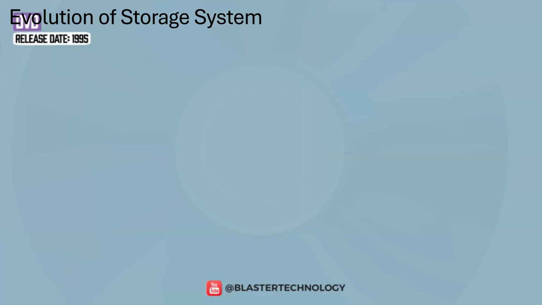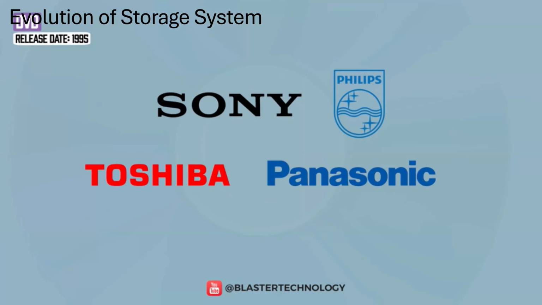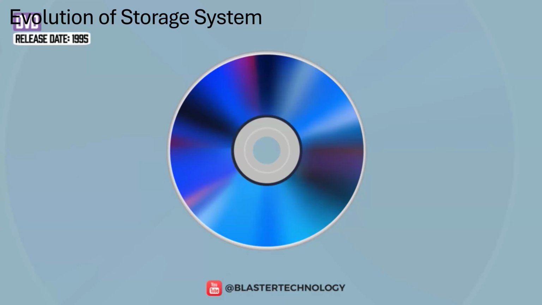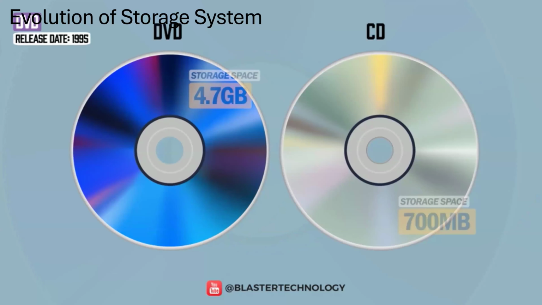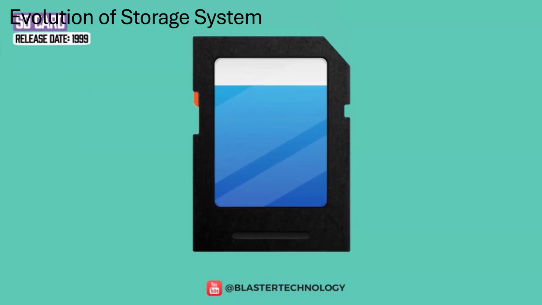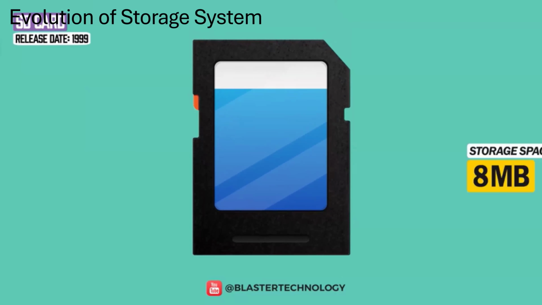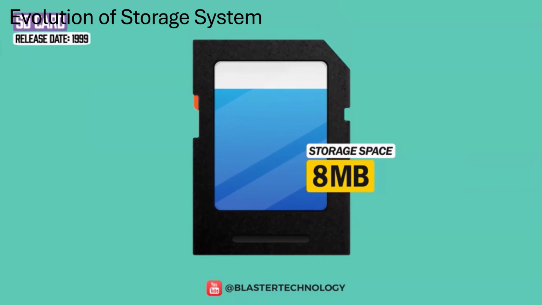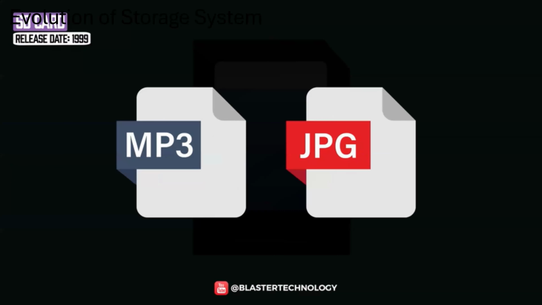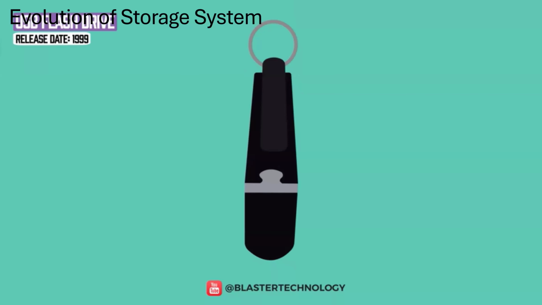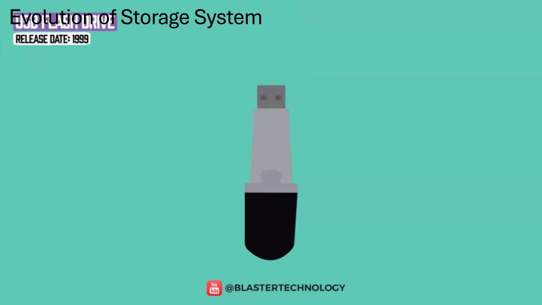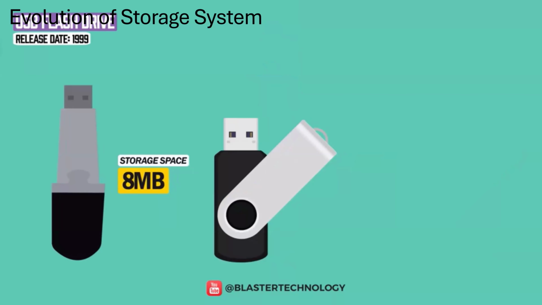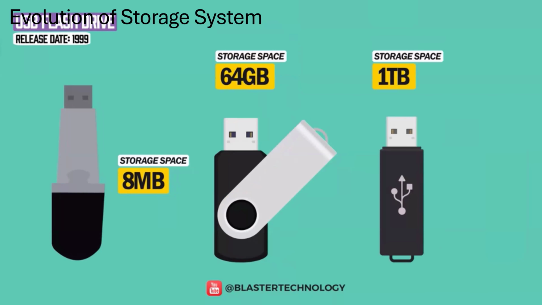In 1995, Sony, Philips, Toshiba, and Panasonic introduced DVDs. It has a larger storage capacity than the same size CD. A DVD could store 4.7 gigabytes of multimedia data. In 1999, Panasonic, Toshiba, and SanDisk developed a 8 megabyte SD card. Back then, the SD card was used primarily to store music and photos. In 1999, M-System developed the first USB flash drive, a plug-and-play data storage device. The first USB flash had a storage capacity of 8 megabytes, gradually increasing the storage capacity even to 1 terabyte.